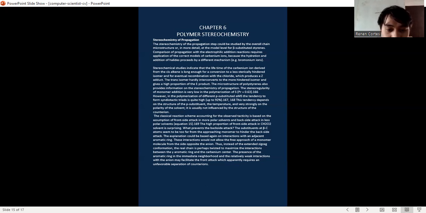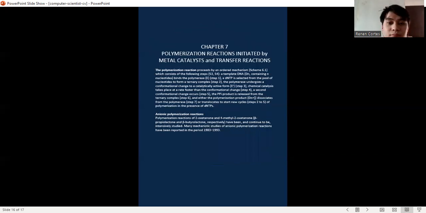The presence of the aromatic ring in the immediate neighborhood and the relatively weak interactions with the anion may facilitate the front attack, which apparently requires an unfavorable separation of counter ions.